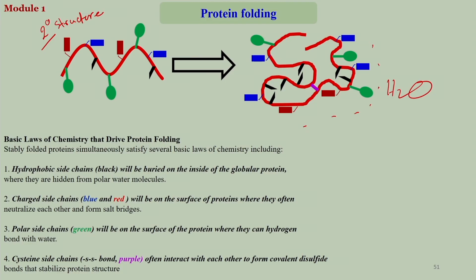Fourth is the cysteine side chains. Cysteine is given as purple color here for SS bond formation, as they often interact with each other to form covalent disulfide bonds that stabilize the protein structure. So, these are the factors responsible for the formation of the tertiary structure of a protein. And obviously, now you can see how the primary structure of the protein, the sequence of the amino acids, dictates the folding of the protein depending upon their side chains.